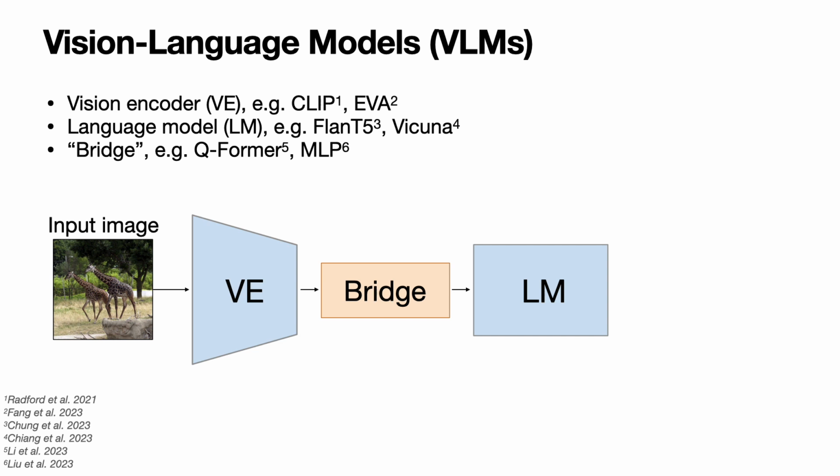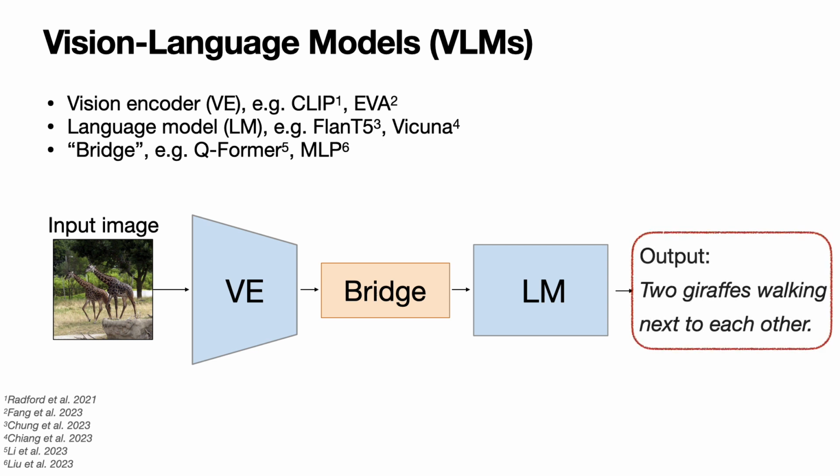From a given input image, the VLM extracts features using the vision encoder. The features are processed by the bridge network and then given to the language model to output predictions for downstream tasks, such as captioning or visual question answering. In other words, the role of the bridge is to get the vision encoder output and transform it into an input that the language model understands. Here, the model produces an accurate caption for the given image with 2 giraffes.